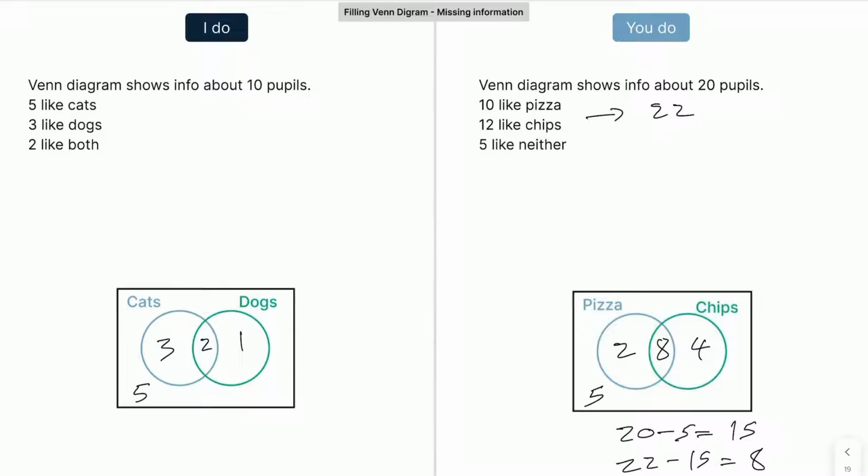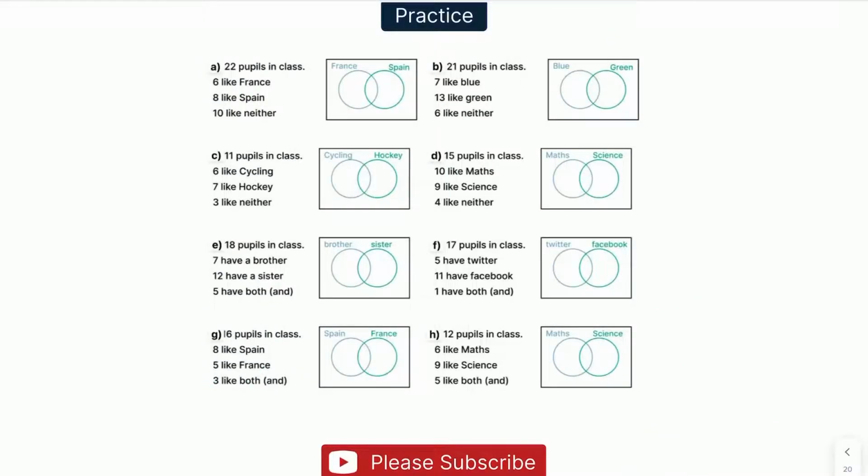And now you can add all of those numbers together and make sure you get 20 to make sure this answer is correct. So again, press pause and have a go at these questions. When you're ready, press play for the answers. Here are the answers, mark your work.